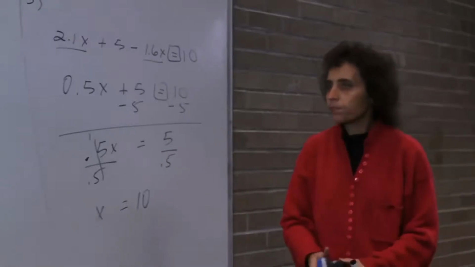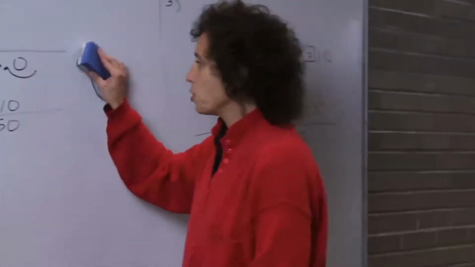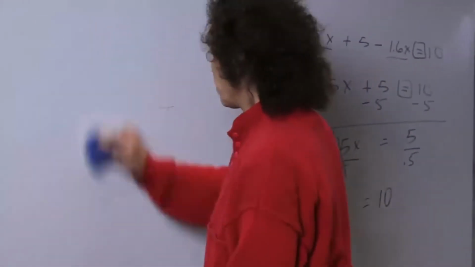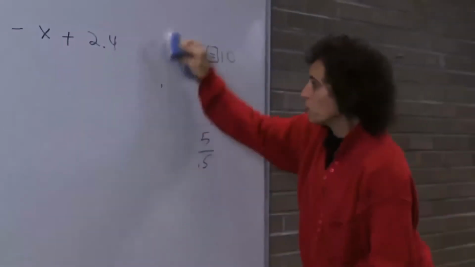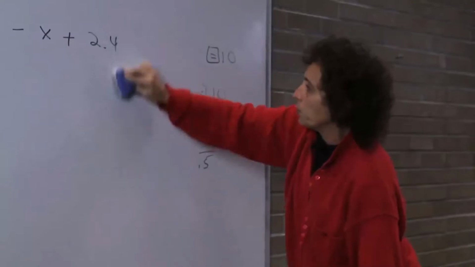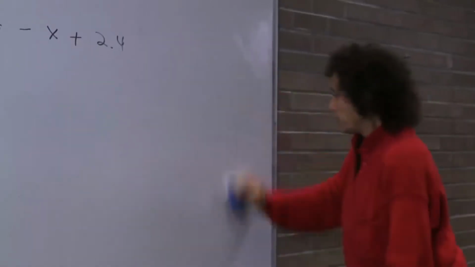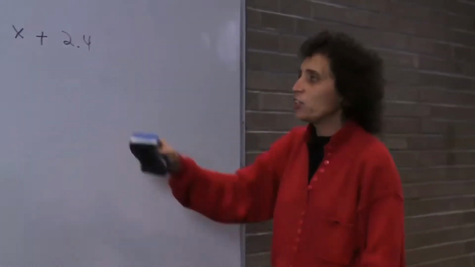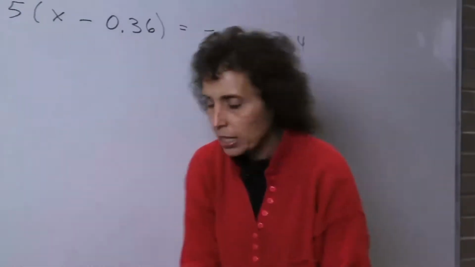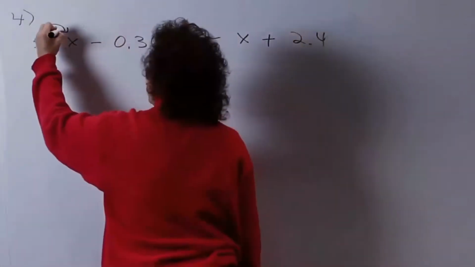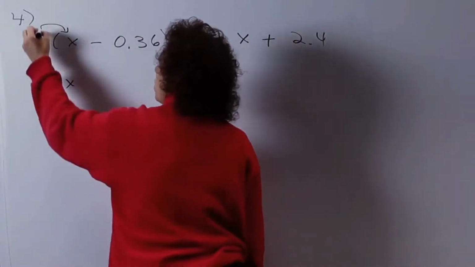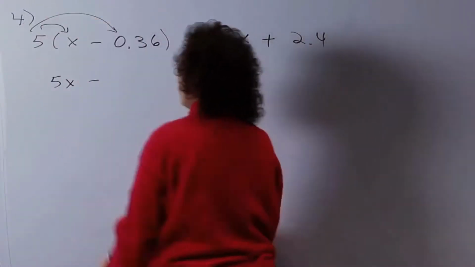All right. Do whatever you think is the first step for 4, and then we'll do it together. I hope you distributed, because that is the first step. Order of operations says that I have to do parentheses first. I cannot do what's inside those parentheses because they're not like terms. So I'm going to distribute 5 times x, 5x. A positive times a negative is a negative.